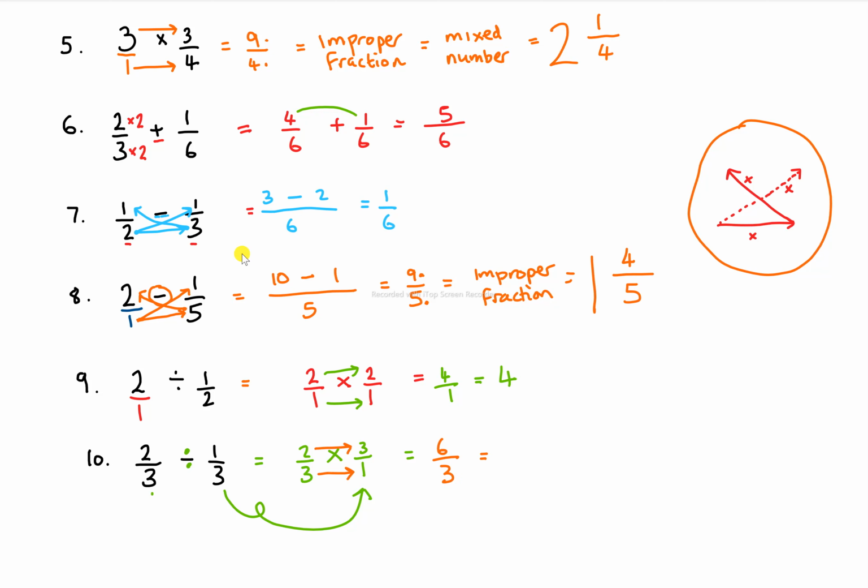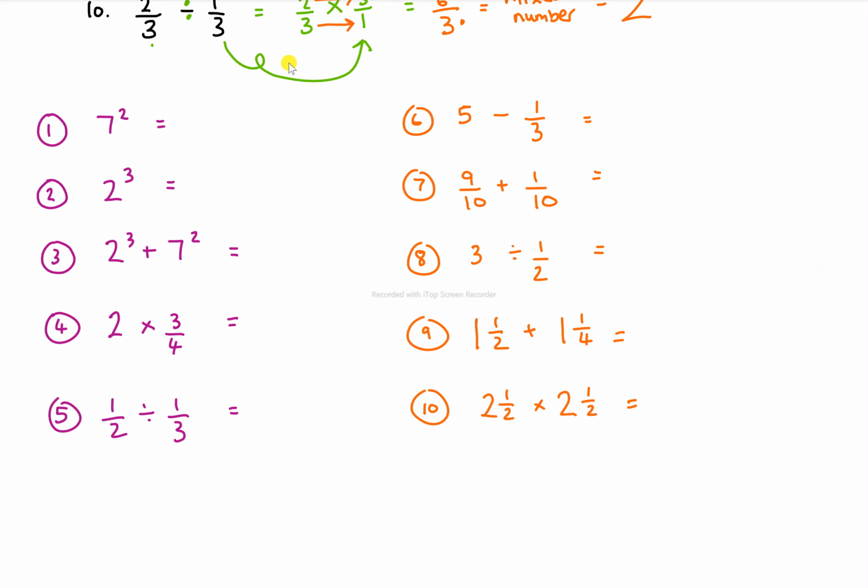Now this is an improper fraction. I'm going to turn it into a mixed number. Okay. And 6 divided by 3 is 2. And that's it. I'll leave some questions if you want them. Okay, so give these a go and see how you get on.